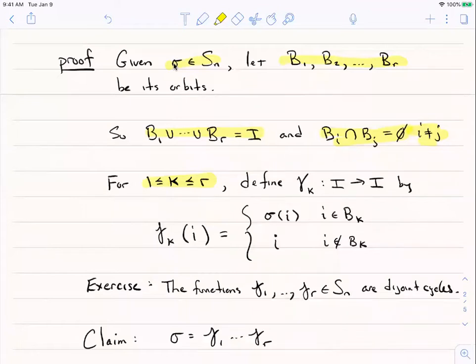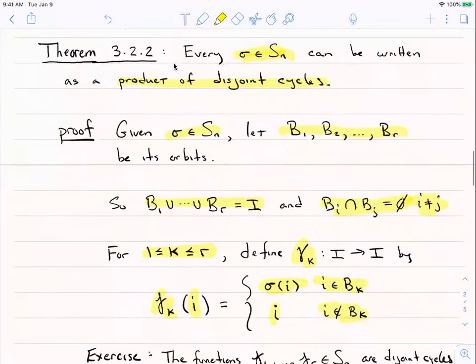And I'm going to define a permutation that I'm going to call gamma sub K. At first, it's just a function. You're going to show it's a permutation, but I'm going to define gamma sub K by the following. So I got to tell you what gamma sub K does to an index. Well, it depends on whether the index is in the kth orbit or not. So if the index belongs to the kth orbit, then gamma sub K of that index is sigma of it. Otherwise, it fixes it.